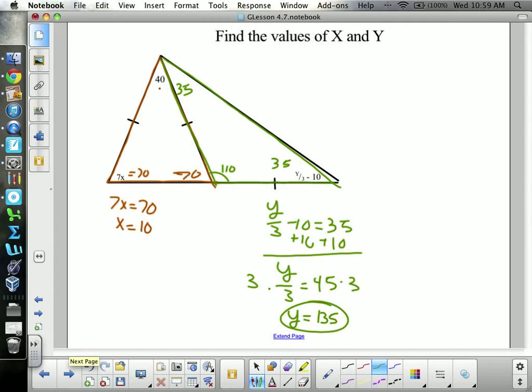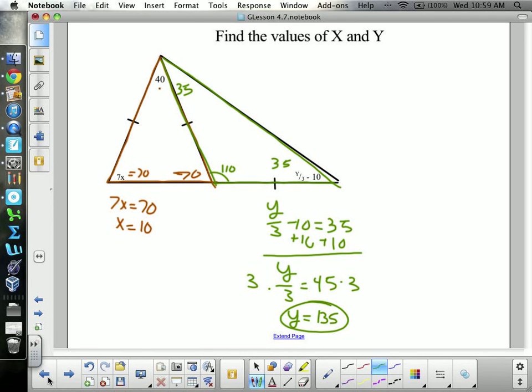Okay, y is not the measure of the angle, it's just a value for a variable. The angle is clearly not 135, the angle is 35. But the value of y in this case is 135. So that's a lot of what we're doing with this section with isosceles triangles, is using facts about isosceles triangles to either do proofs or to set up and solve equations.